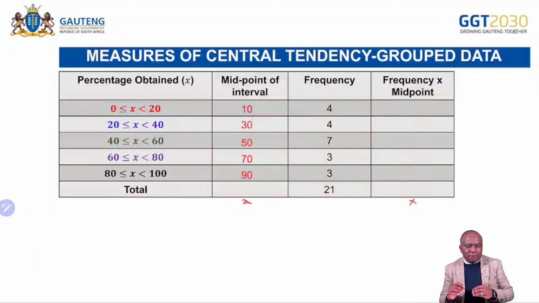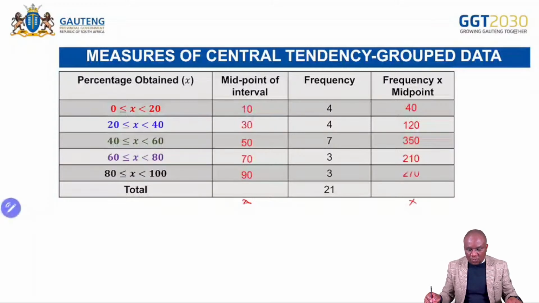Now, let's find the sum for each class interval. How many marks for each class interval? The first class interval is 10 times 4, which is 40. 30 times 4, which is 120. 50 times 7, which is 350. 70 times 3, which is 210. 90 times 3, which is 270. Then we add all the marks.